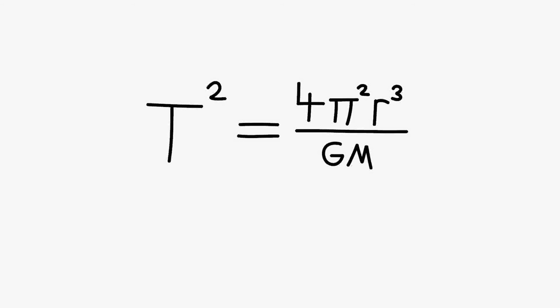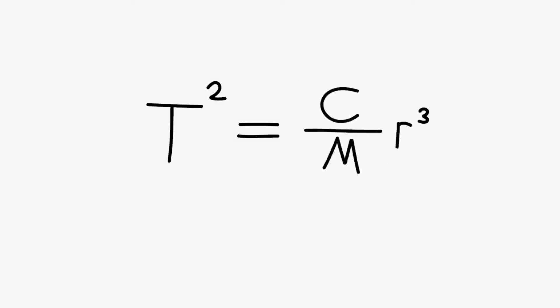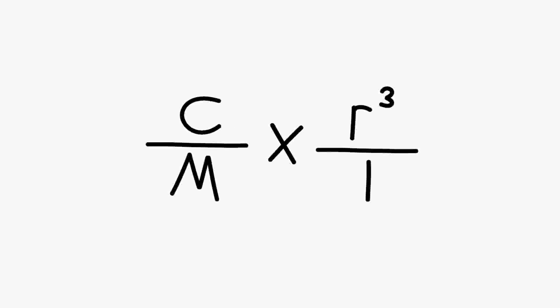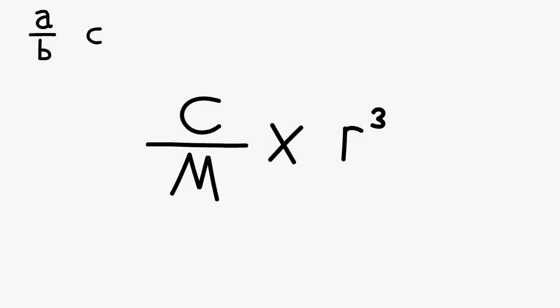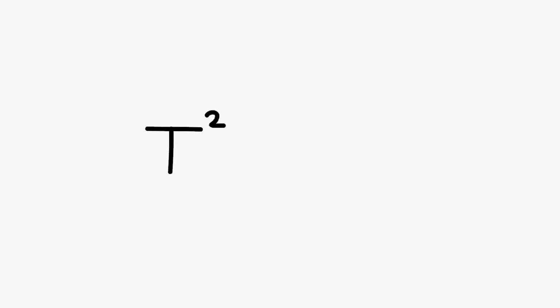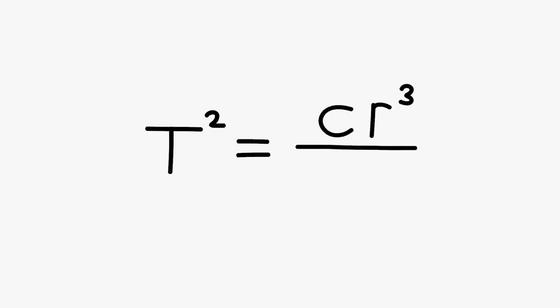First off, we're going to get rid of some of the stuff to make it a little easier to deal with. Our first step is going to be to ignore this part. We only want to look at the right-hand side for now. We're simply multiplying two fractions together. Given that A over B times C is equal to A times C over B, we can deduce that C over M times R cubed is equal to C R cubed over M. If you don't believe me, pause the video and try it yourself using fraction multiplication. Now we know that T squared is equal to CR cubed over M.